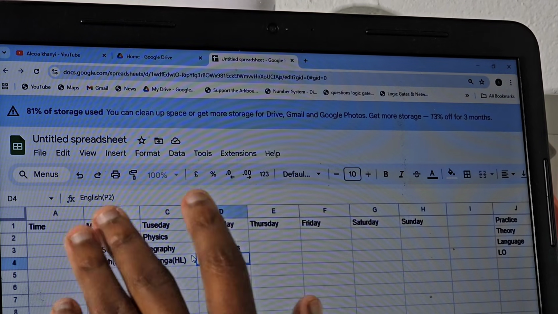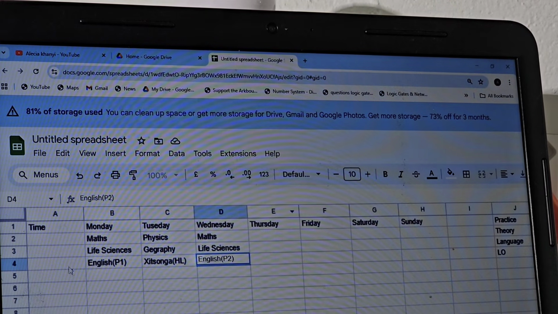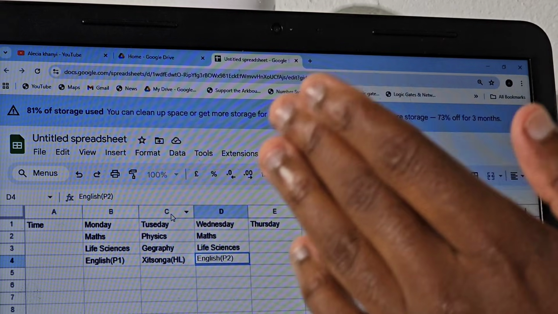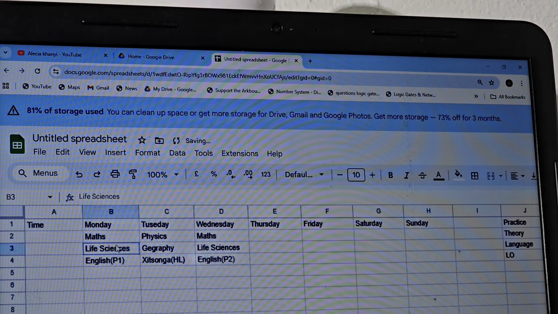Like you don't just do English and be like, okay, I'm focusing on paper one only the whole week. You also want to switch it up. You want to switch it up and keep the balance. That's why I say that the most important thing about making a study timetable is balance. You want to keep everything organized.